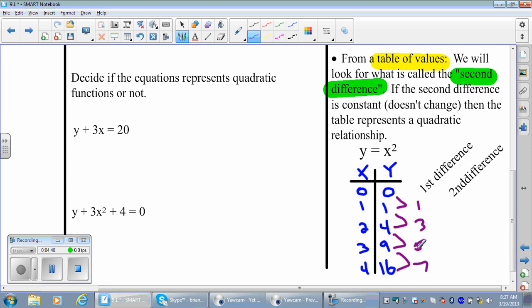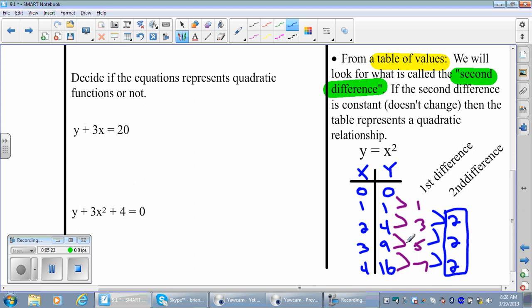Now you'll notice here that the first difference, this is what's called the first difference, it's not a constant number, it's always changing. If this were always the same number, that would mean it's linear, but it's not. So let's look at the next round of differences, if you will. 3 minus 1 is 2. 5 minus 3 is 2. 7 minus 5 is 2. Now, because this second difference is constant, that's what makes this table of values a quadratic.